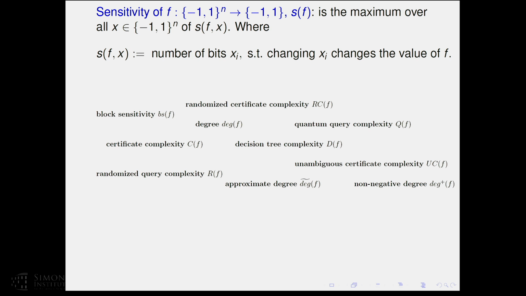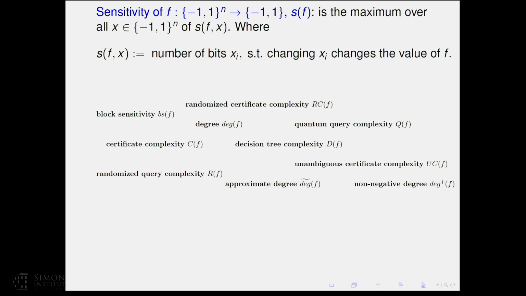You can generalize. Instead of flipping one bit, you can allow flipping blocks of bits, and you get the block sensitivity. You can look at various query complexity measures. The deterministic version is the decision tree complexity. You can allow quantum algorithms to query and compute f, and you get Q(f). You can allow randomized query complexity. We also care about the degree of the multilinear polynomial that agrees with f, or the smallest degree real valued polynomial that agrees with f on {-1, 1}^n.